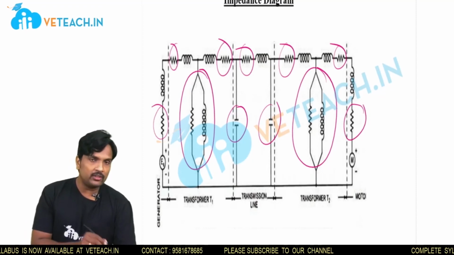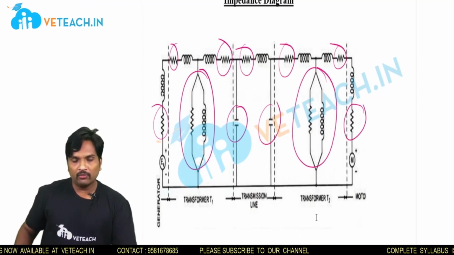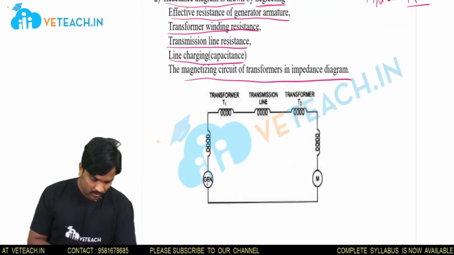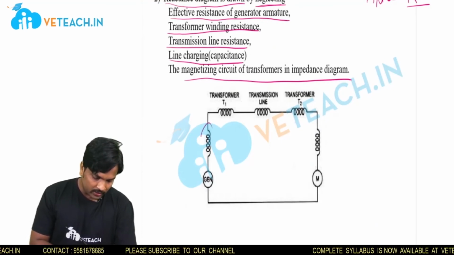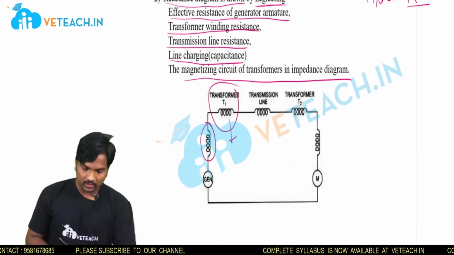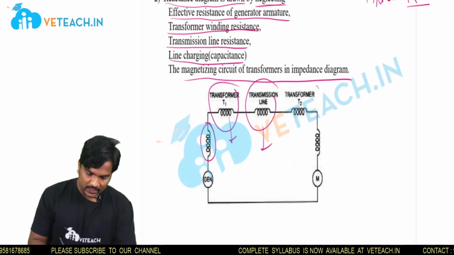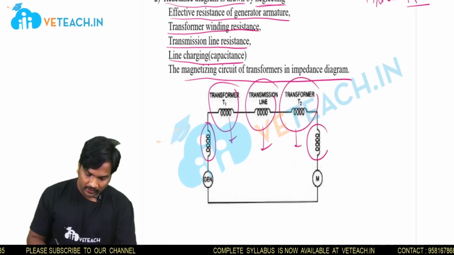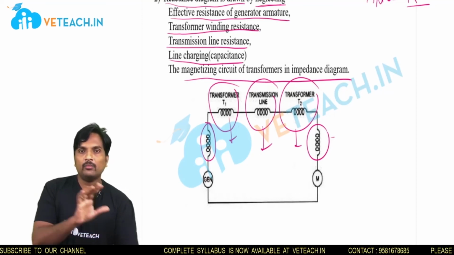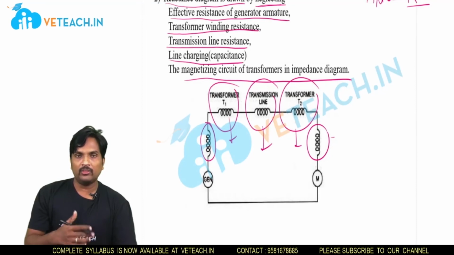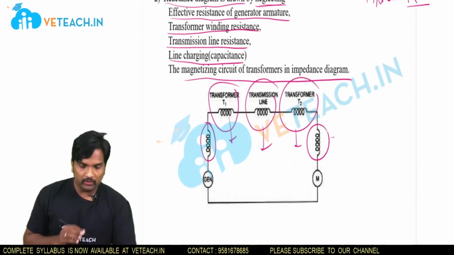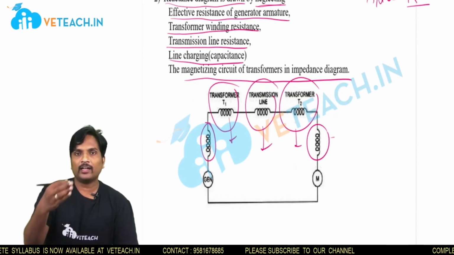If you neglect these values, the final reactance diagram will be like this. See, the generator is in series with the reactance of the generator, and this is the transformer T1 reactance, this is the transmission line reactance, this is the transformer T2 reactance, and we have the reactance which is connected in series with the motor. In the reactance diagram, all the elements are represented with their respective reactances only.